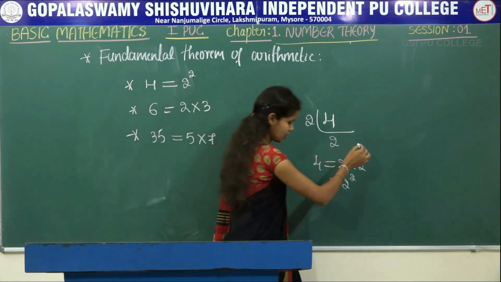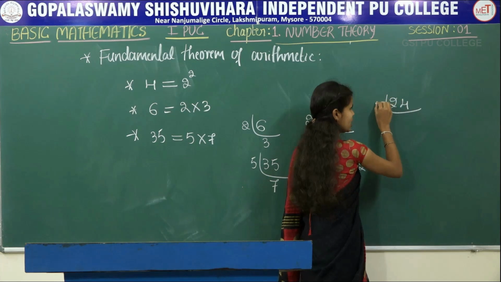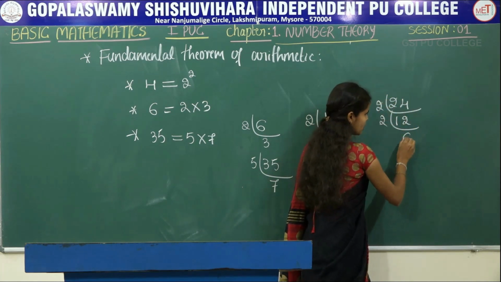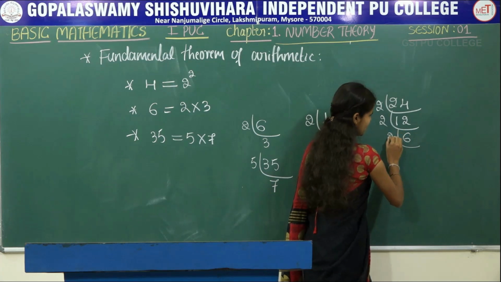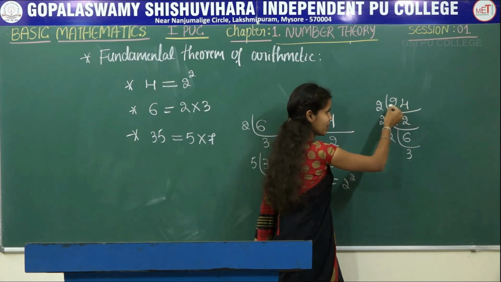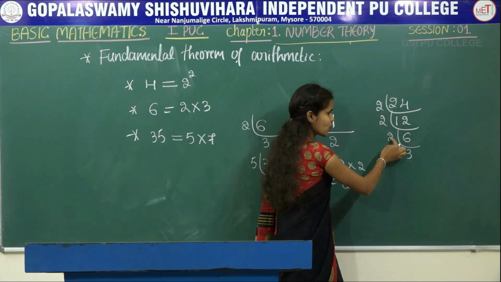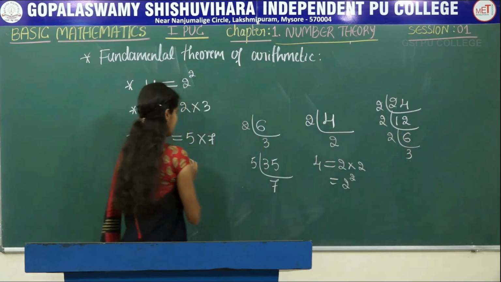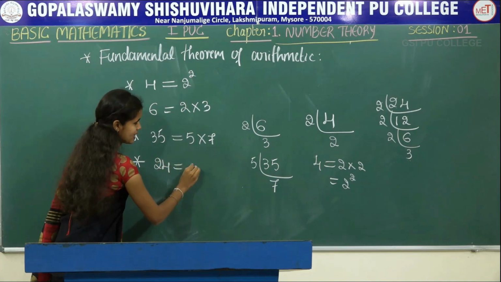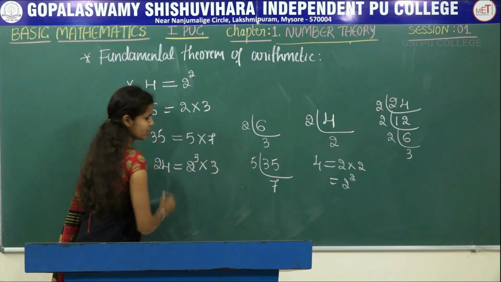Next, consider 24, the next composite number. Divide by 2, 2 ones are 2, 2 twos are 4. Again divide by 2, 2 sixes are 12. Then 2 threes are 6. So divide until we get a prime number. So 24 can be written as 2 into 2 into 2 into 3, or 2 to the power of 3 into 3.